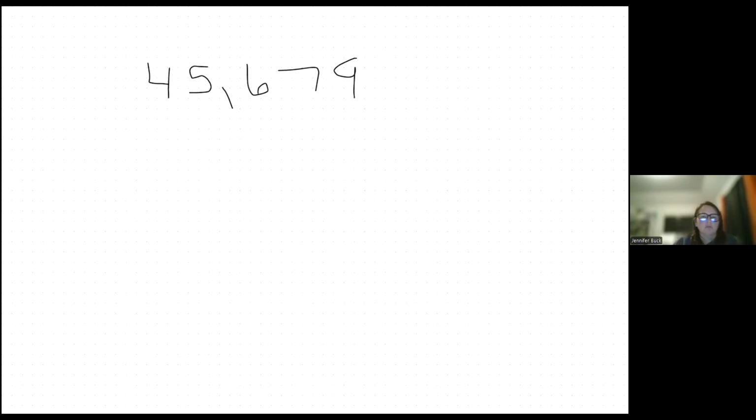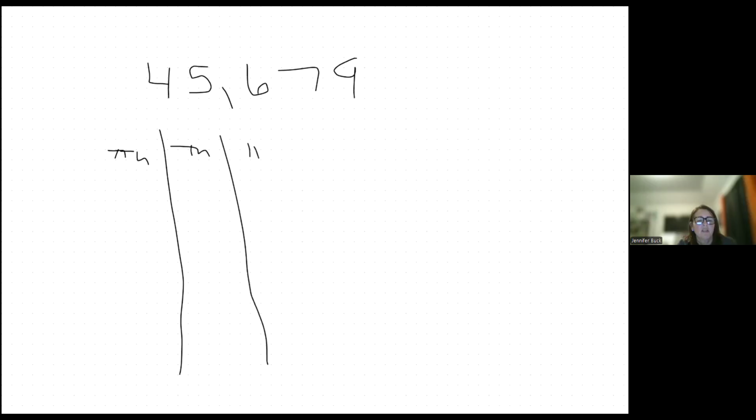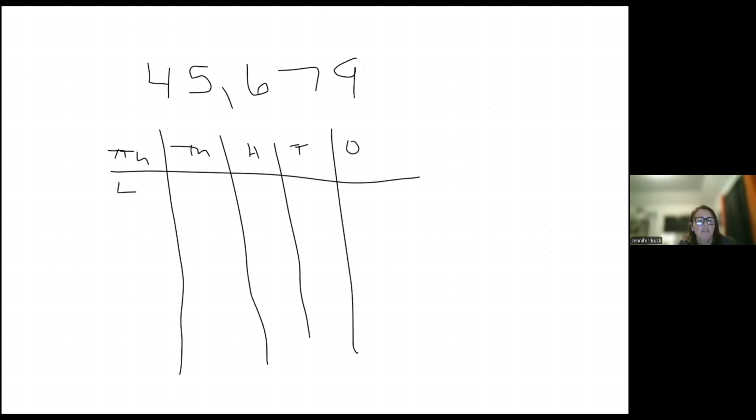form or round a number or even adding numbers, we want to put it in place value. So I'm going to do 10 thousands, hundreds, tens, and ones. So I'm going to place that number, 45,679. Okay?